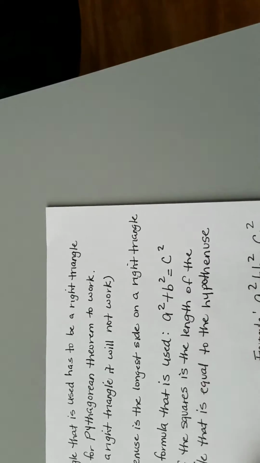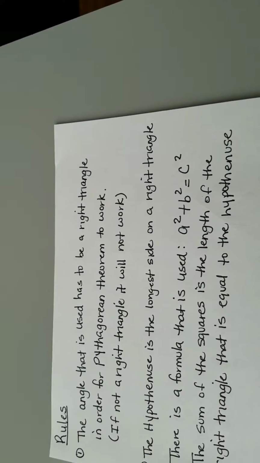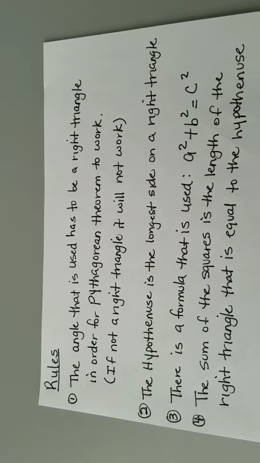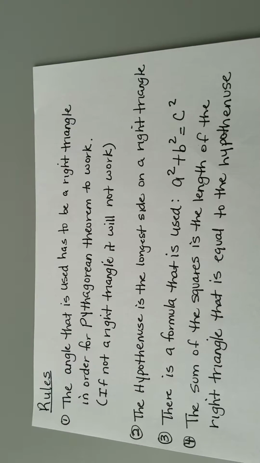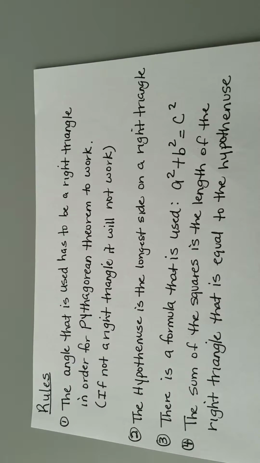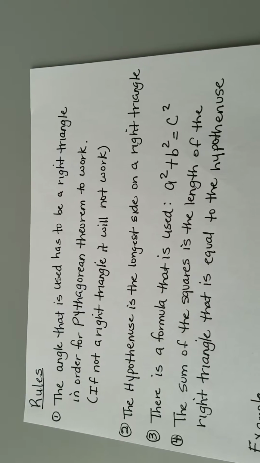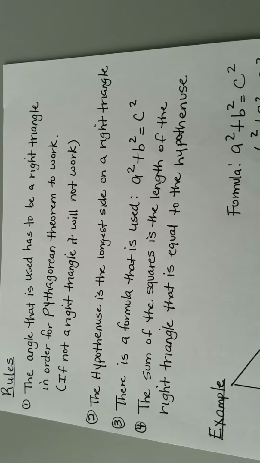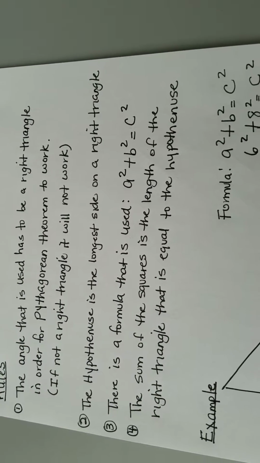So, a couple of rules before I discuss what the Pythagorean theorem is and how it works. The first rule is that the triangle used has to be a right triangle in order for the Pythagorean theorem to work. If it's not a right triangle, it will not work. The second rule is the hypotenuse is the longest side. It has to be the longest side on a right triangle.